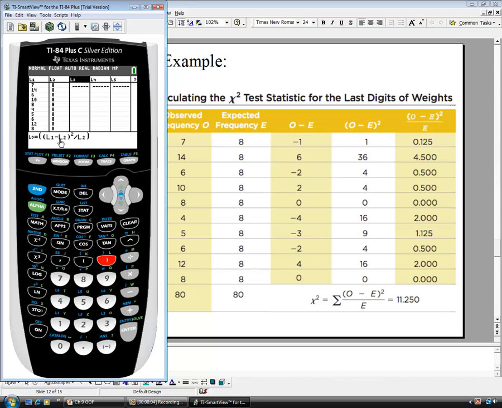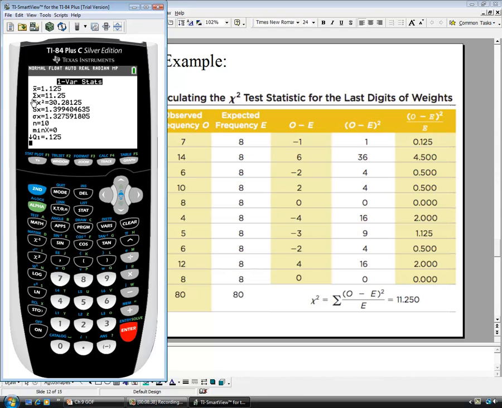So this is the function that I gave you. We're going to take list 1 minus list 2, square that, and then divide by list 2, which is observed minus expected squared divided by the expected. And this is going to populate each of these. And as you can see, the 0.125, 4.5, 0.5, they look exactly like they do here. To get the total of these, we run the one-var stats on L3. So stat, calc, one-var stats, we have to tell it list 3. And there is the 11.25, the sum of the x. We don't want x bar, we want the sum of the x's, and that's 11.25.